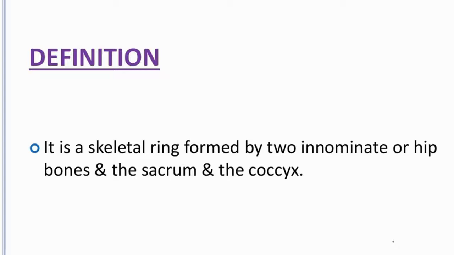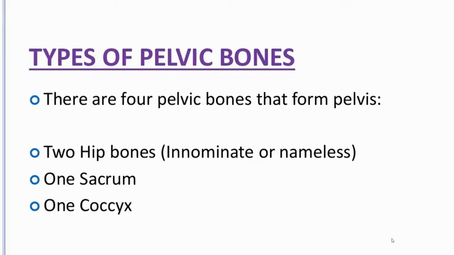Now we will see the definition of the pelvis. It is a skeletal ring that is formed by two innominate bones or hip bones, the sacrum and coccyx. So there are a total of five bones: two innominate bones, we can say hip bones also, and one sacrum and one coccyx. So all these structures will form the pelvis.